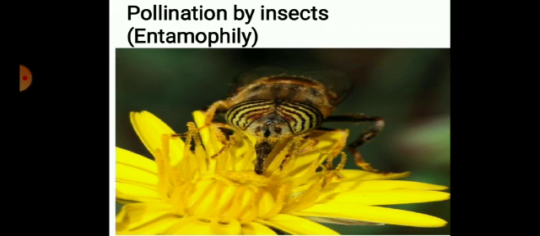Pollination by insects, entomophily. This is the most common type of pollination in plants like sunflower, lady's finger, brinjal and pumpkin. Some flowers are large in size and they have a sweet smell. Some of these flowers produce nectar. They attract insects like butterflies and honeybees.